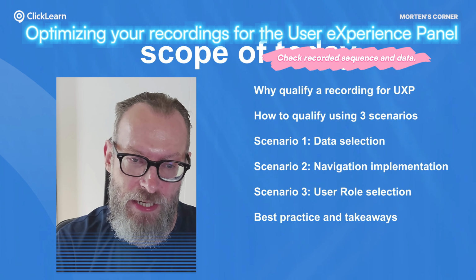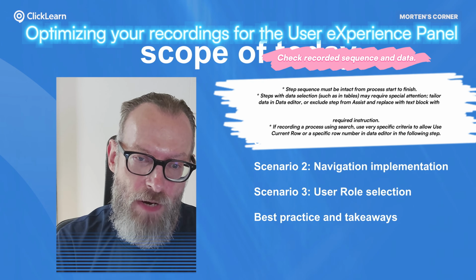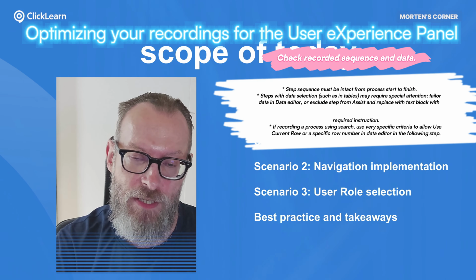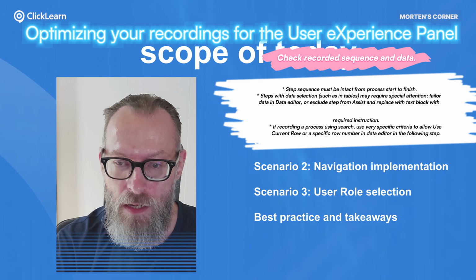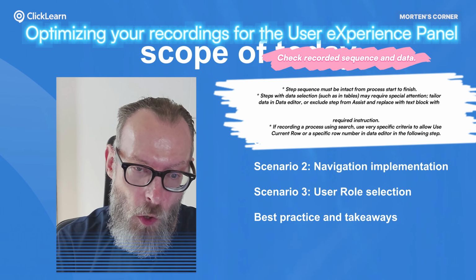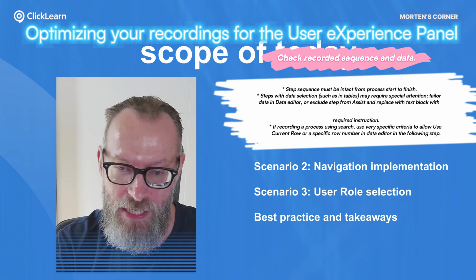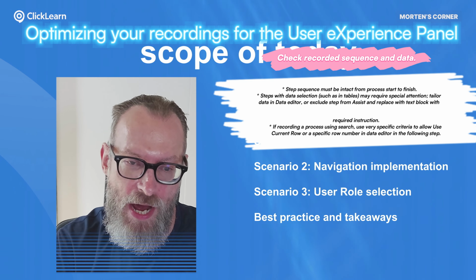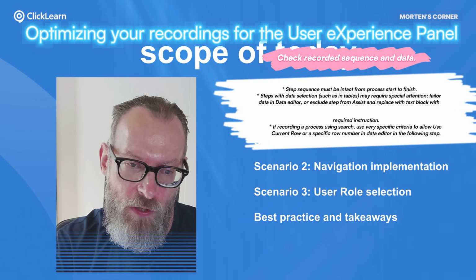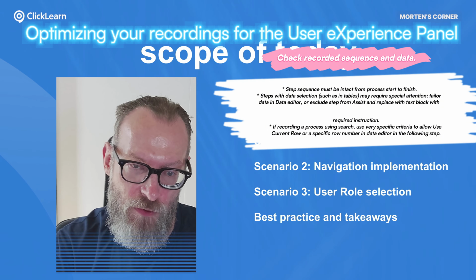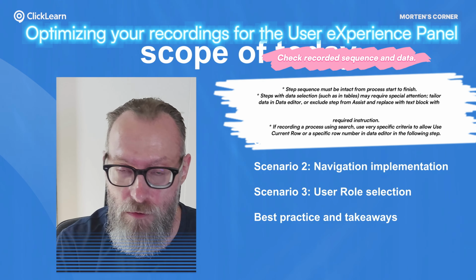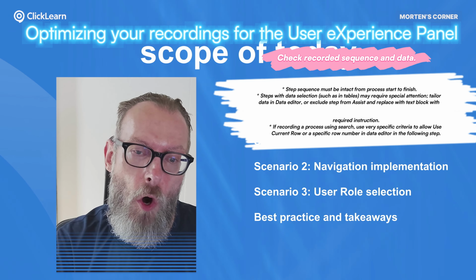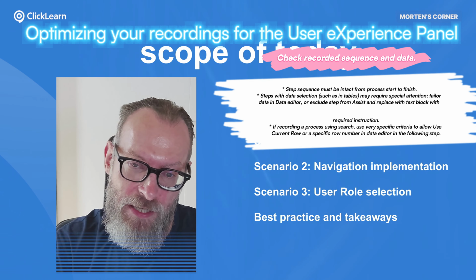Check recorded sequence and data. Step sequence must be intact from process start to finish. Steps with data selections, such as tables, may require special attention. Tailor the data in the data editor, or exclude steps from the assist and replace them with text blocks with required instruction. If recording a process using search, use very specific criteria to allow this use current row, like we did in our example, or a specific number recording in the data editor in the following step.